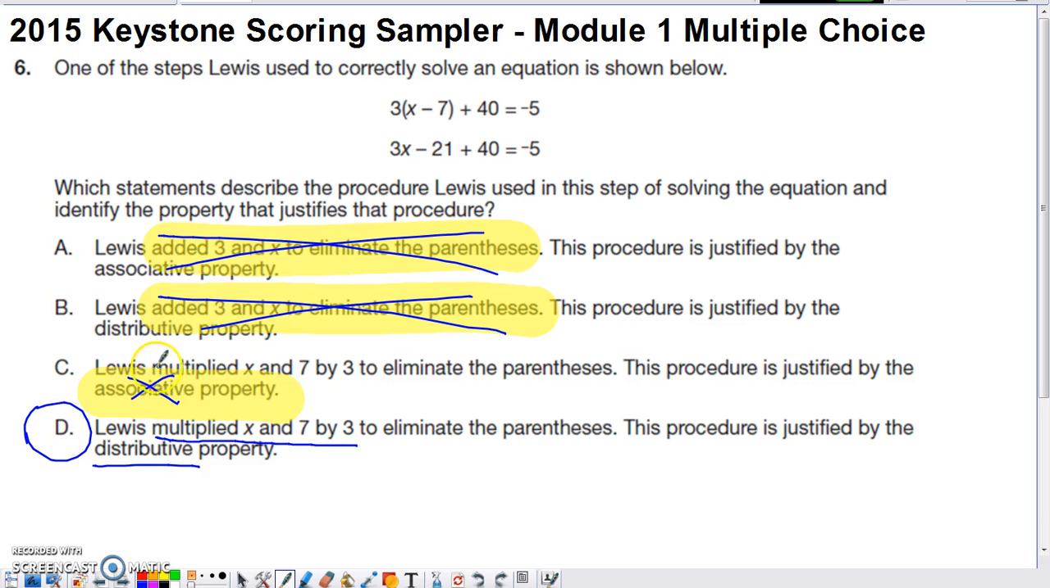Now if you look at choice C, it says that he multiplied x and 7 by 3 to eliminate the parentheses. Makes sense, yeah. He multiplied the x by the 3, he multiplied the 7 by the 3, that turned into a 21. That seems good. But then it says this procedure is justified by the associative property. Well, anytime we push a number that's multiplying parentheses into the parentheses, we're distributing it in. The distributive property is what's being used. So the reason why we rule out part C is because they've referenced the wrong property. So we know we're multiplying x and 7 by the 3 to get rid of the parentheses, and that's of course the distributive property. So hopefully that one you realize isn't too bad.